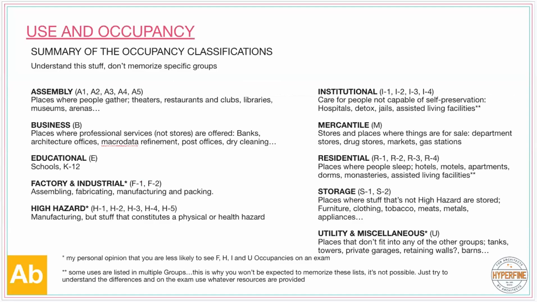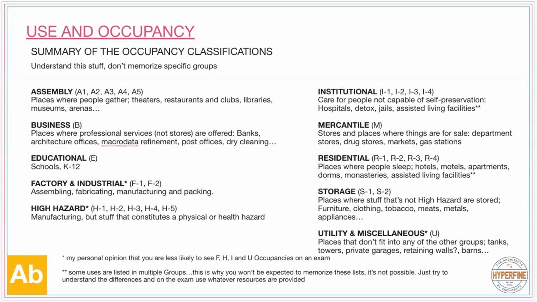Next slide, please. So these are the summary of the different occupancy classifications. So again, don't memorize, just understand how this stuff is broken down. So assembly is occupancies where people gather. So these are things like theaters, restaurants, clubs, libraries, museums. That list right there could be in any of these ones. So assembly, you can see it's further broken down into A1, A2, A3, A4, A5. And we'll talk about that in a little bit. You don't have to memorize all that.